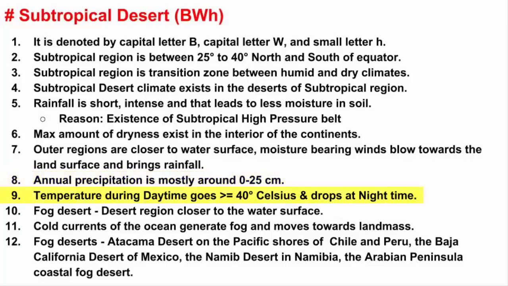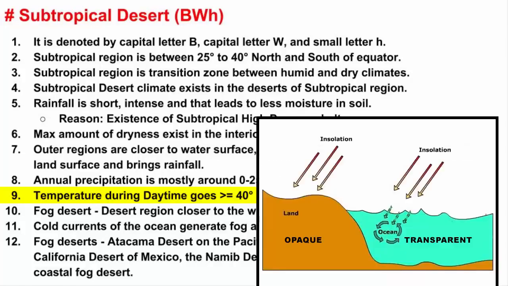And here the annual precipitation or rainfall is mostly around 0 to 25 centimeter. And if you look at the temperature during daytime, it goes up to and sometimes 40 degrees Celsius. And during nighttime, it drops tremendously. And here the logic is very simple. Landmass heats up faster than water surface because landmass is opaque. But it also loses heat much faster than the water because water is a slow conductor of heat.